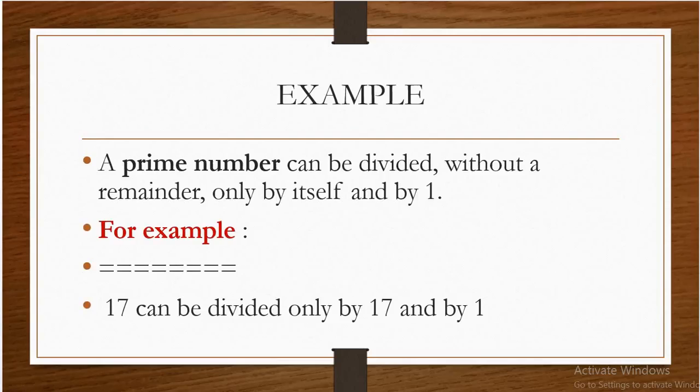We can also say that a prime number can be divided without a remainder only by itself and by 1. For example, 17 can be divided only by 17 and 1. No other number gives remainder 0. Okay, let us see how to write the code in Java.